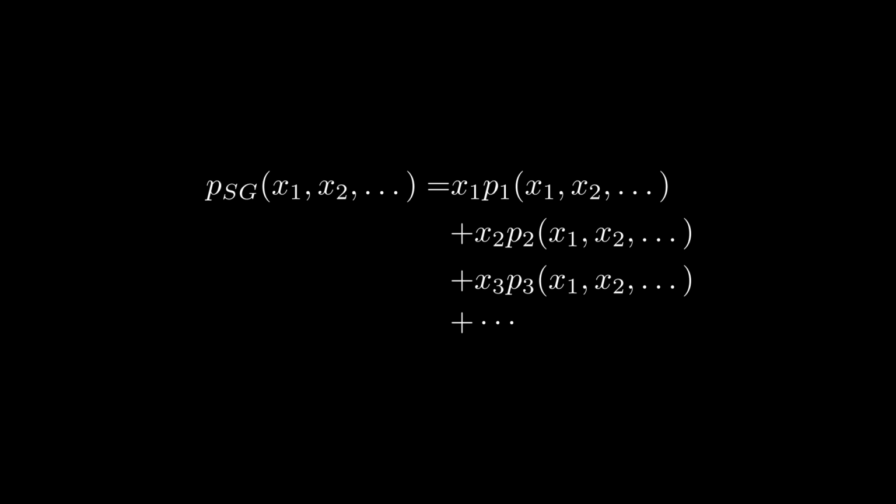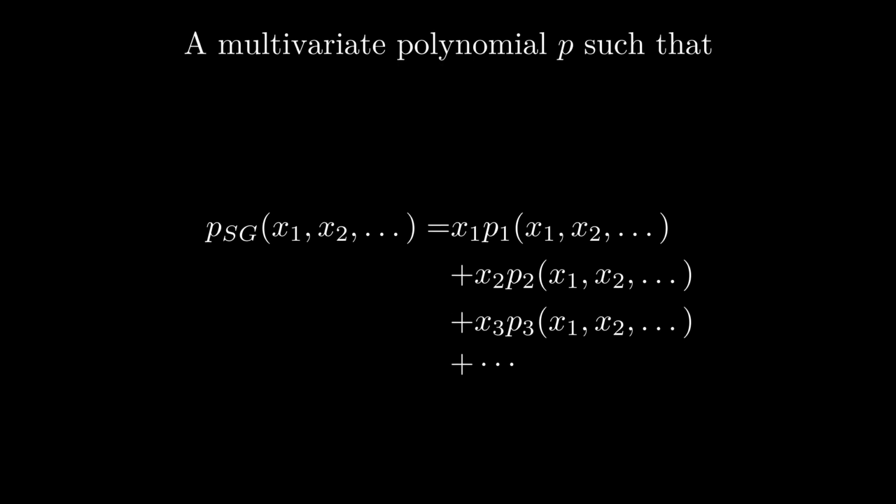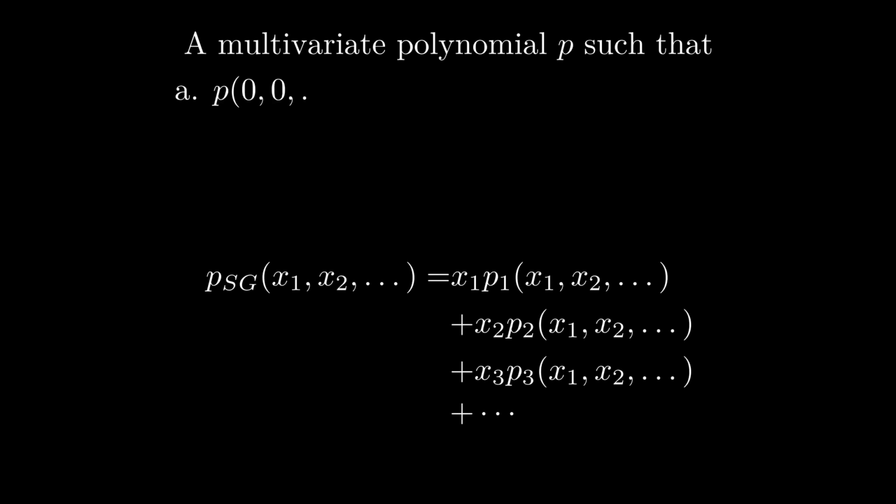The degree of PSG has increased by 1 and is now 2 billion plus 1 because we've multiplied a variable with each p. Let's now see some beautiful properties of this polynomial. If PSG gets input x1 equal to 0, x2 equal to 0, and all x's equal to 0, then since each term in the addition has an x variable multiplied, they will all become 0.